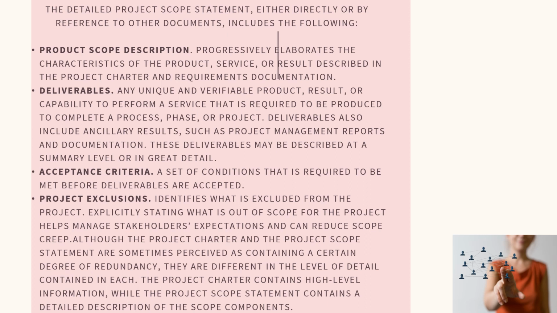The second one is your deliverables. So what are deliverables? These are any unique and verifiable product, result, or capability to perform a service that is required to be produced to complete a process, phase, or project. Example would be, let us say you're gonna be having a concert for a cause as a project. Now, what are your deliverables there? Ano dapat ang i-produce mo na product or service, okay, in order to complete a process, a phase, or a project? Syempre, obviously, ang imuha nga deliverables are, number one, the concert itself.